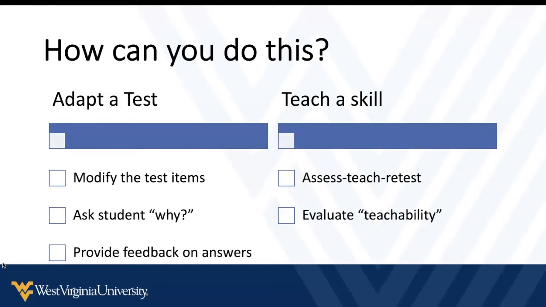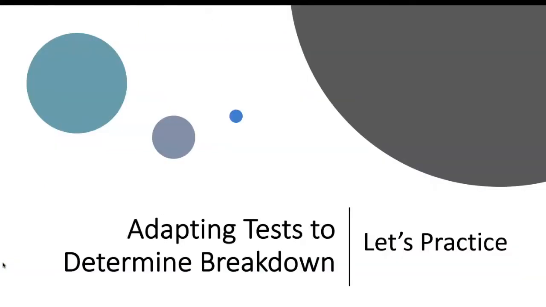So I'm going to leave those adapt-a-test options for now. And then we have the options for dynamic assessment that are probably a little more common to us. And those are assess, teach, and retest. And we're going to talk about what that might look like. And then we're also going to do a version of evaluating someone's teachability. And so that's something that is another option that we can do when we're trying a dynamic assessment type of an activity.